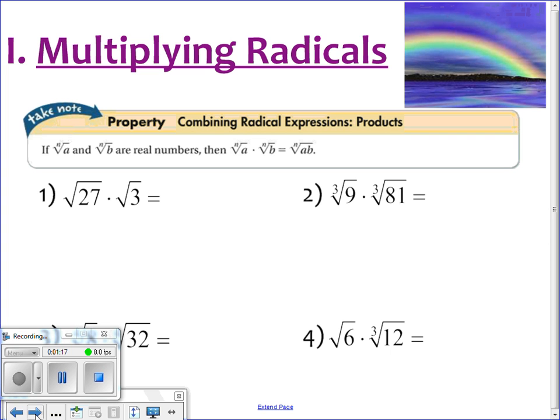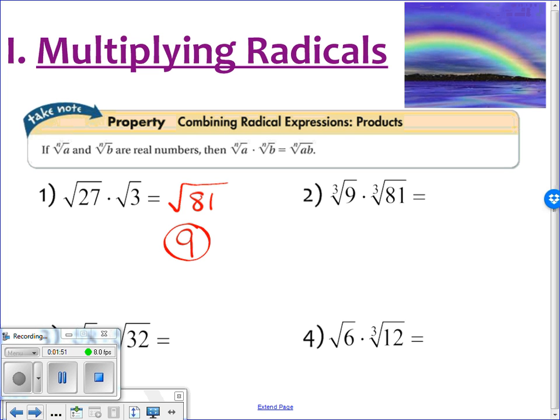All right, so number one, radical 27 times radical 3. Let's go ahead and multiply them first. So what is radical 27 times radical 3? Radical 81. Is that perfect? Yeah, square root of 81 is 9. So when you're looking at a problem that's multiplication with radicals, multiply them first, and then try to simplify things.